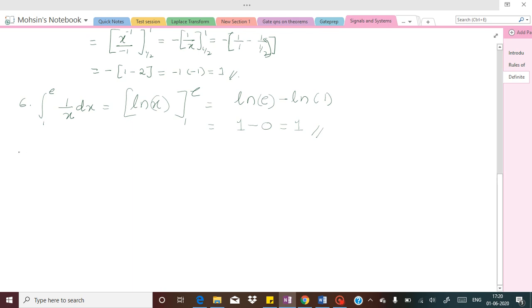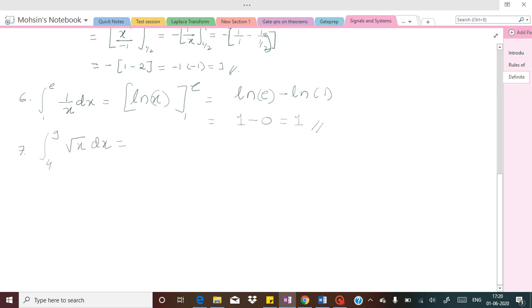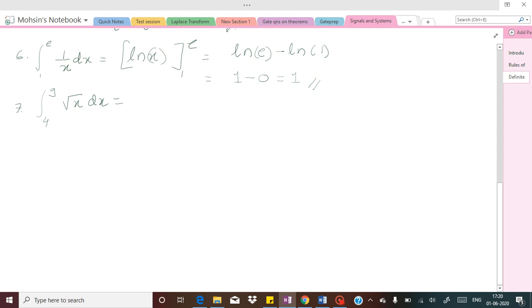Okay, so now let us solve another integration, that is integration for under root function. So integration between the limit 4 to 9 root of x dx. Okay, so first we can convert that under root x to normalized x value, so that is 4 to 9 x raised to 1 by 2 dx, and this after simplification will be x raised to 3 by 2 divided by 3 by 2 between the limits 4 to 9.